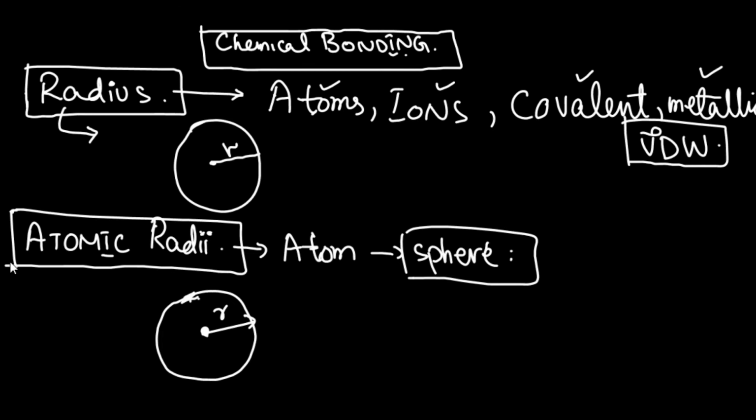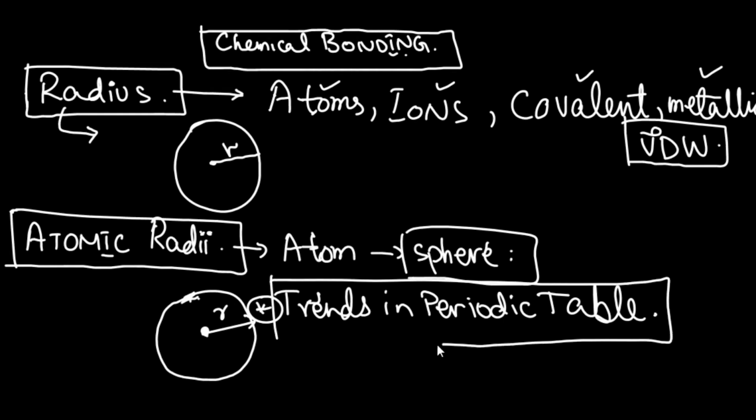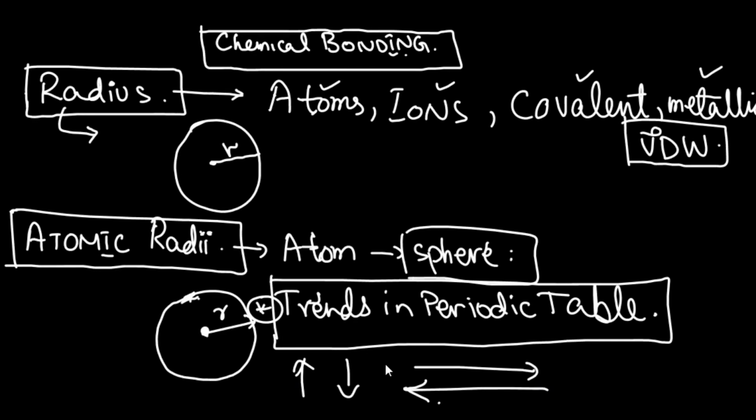What we must know about the atomic radii are the trends of the atomic radii, the trends in the periodic table. What do I mean by trends? Trends actually refer to the changes in the atomic radii that occur as you ascend the periodic table or descend it, or you go from left to right or right to left, meaning going across the periods or going up and down the groups.